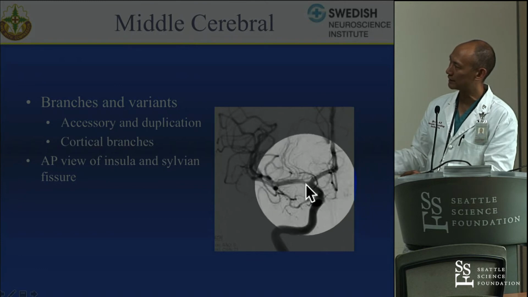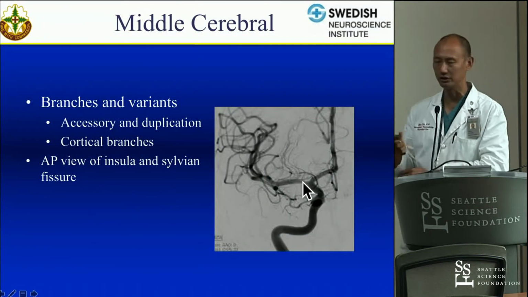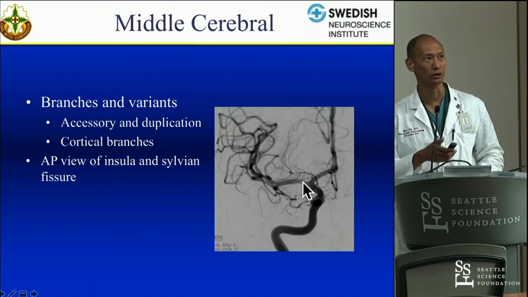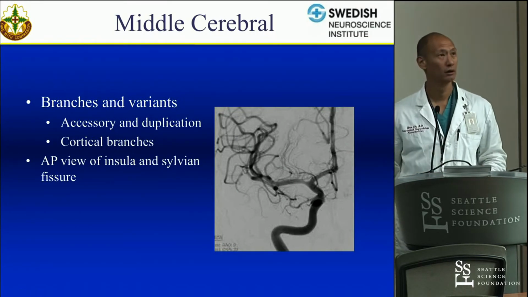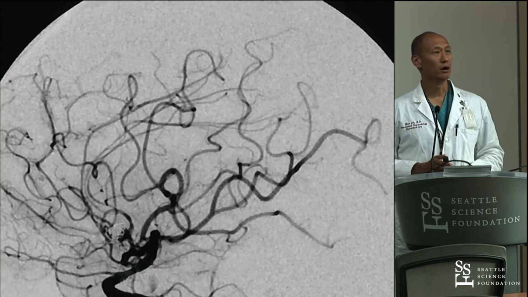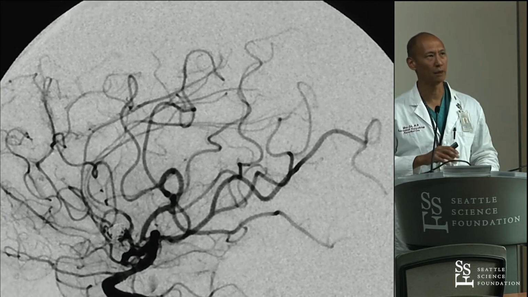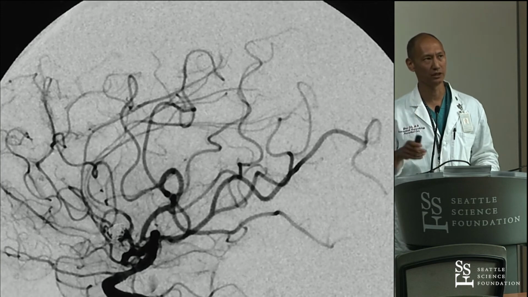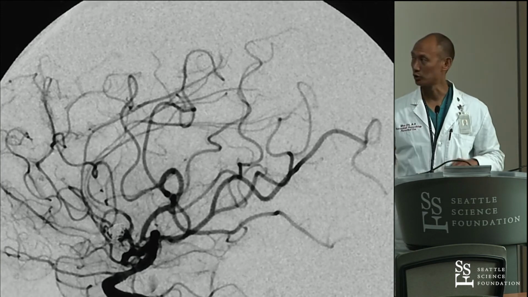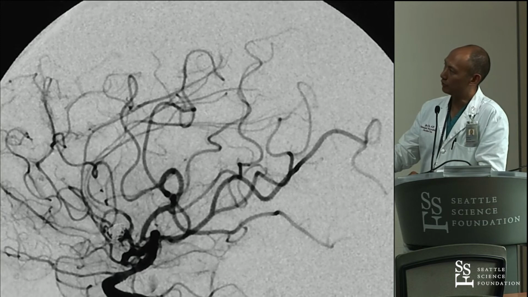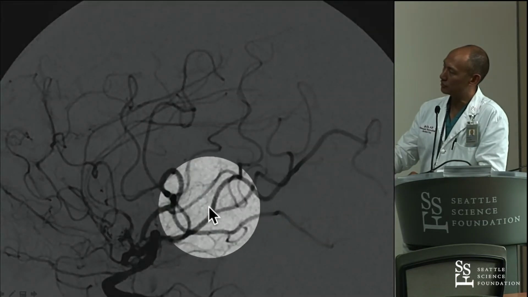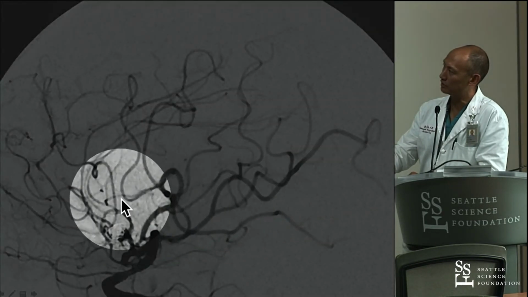As opposed to an accessory MCA, where a branch may actually originate off the ICA terminus, usually posterior to or distal to the anterior choroidal origin. Here's a good view of the MCA in that there really is a very hypoplastic A1, so the ACA is not being superimposed. So if you imagine a triangle here, this is a lateral view of the MCA, a view of what's called the sylvian triangle.